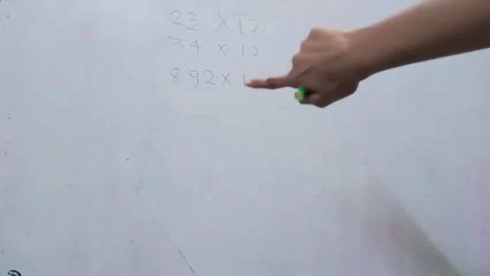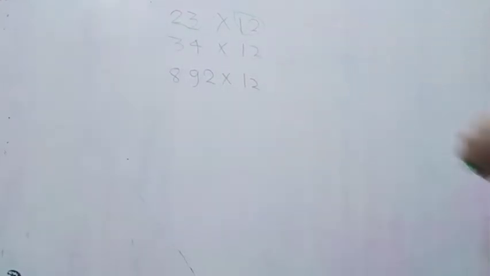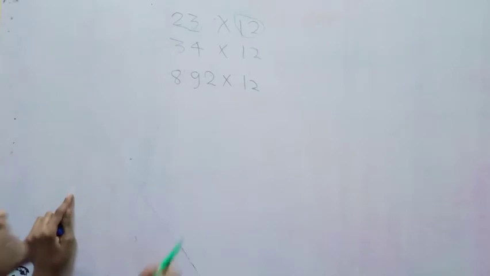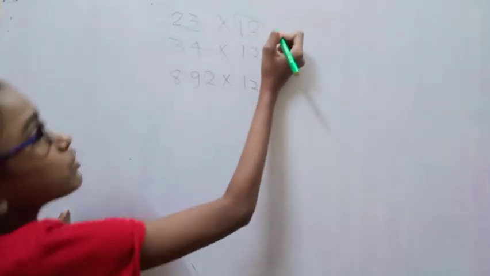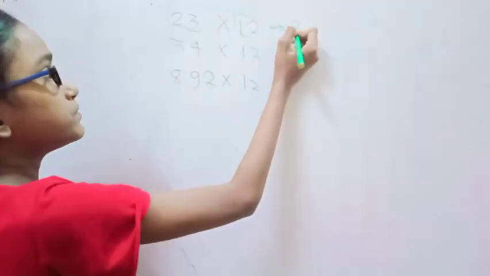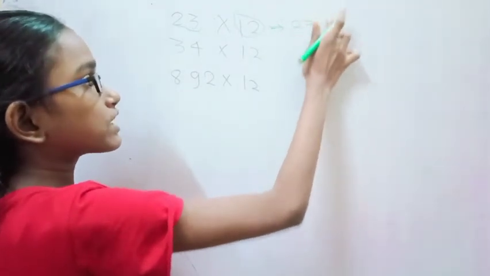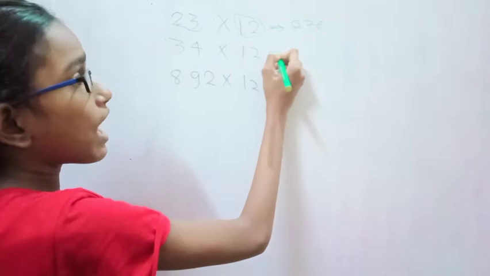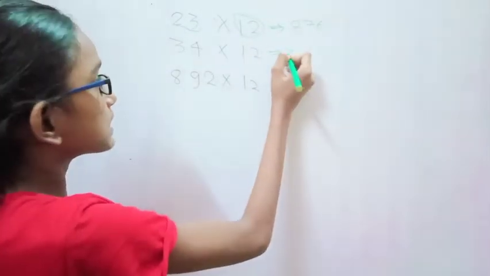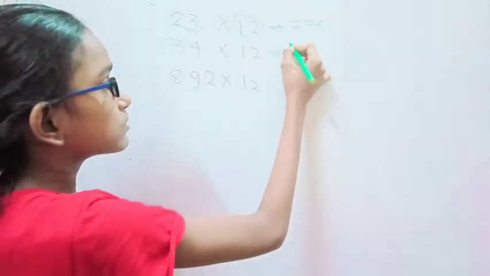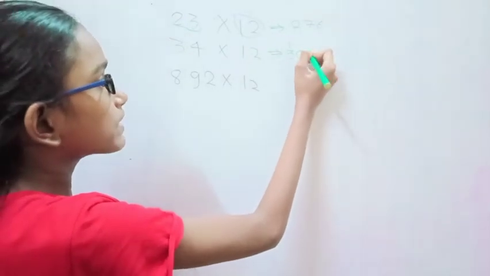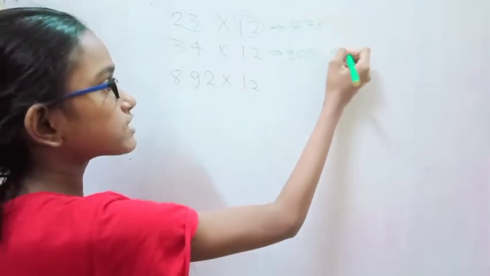I have 3 examples on the board here. Let me see how much time I take to solve these 3 questions. So, my time starts now. The answer to this is 2, 7, 3. Sorry, 2, 7, 6. Now, the answer to this is 3, then 8. So, your answer is 408.